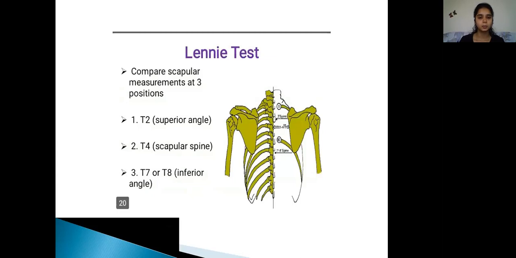Now this Lennard test will be done at 3 different positions: first at T2, the superior angle; T4, at the scapular spine; and T7 or T8 at the inferior angle. The measurements will be taken accordingly and compared on both sides.